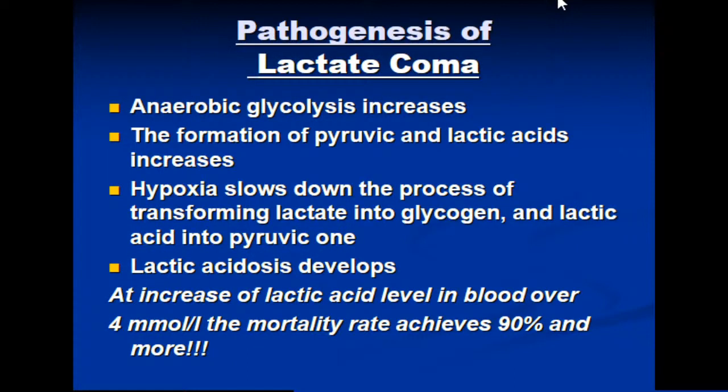Pathogenesis. Anaerobic glycolysis increases. The formation of pyruvic and lactic acids increases. Hypoxia slows down the process of transforming lactate into glycogen and lactic acid into pyruvic acid.